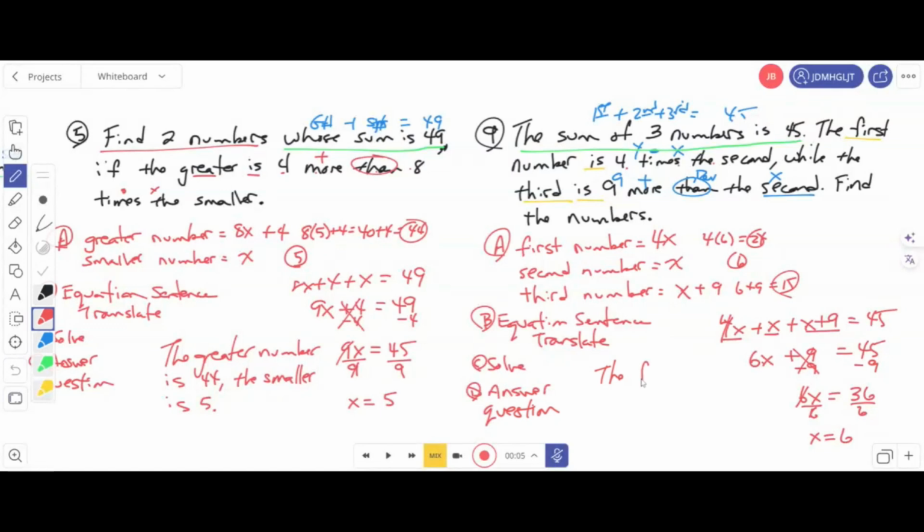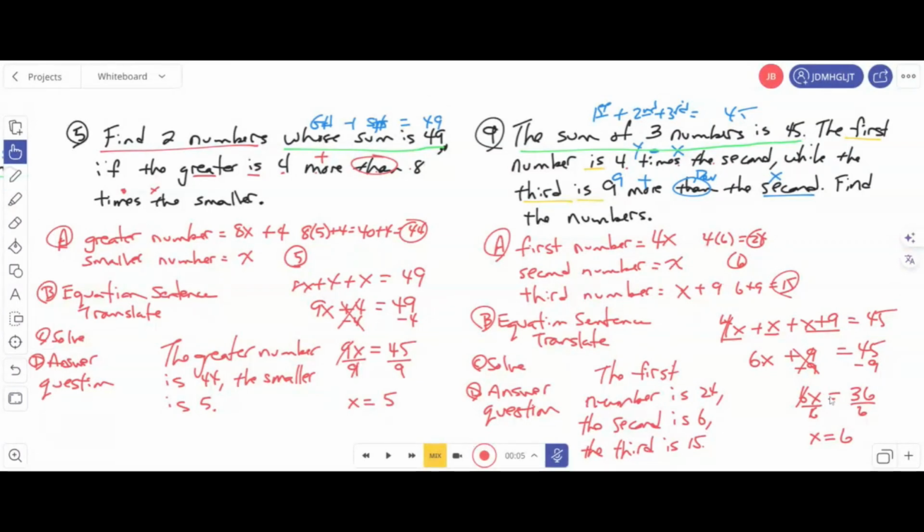So the first number is 24. The second is 6. The third is 15. Okay?